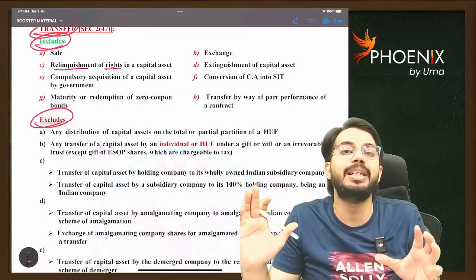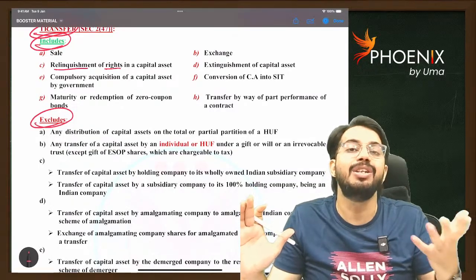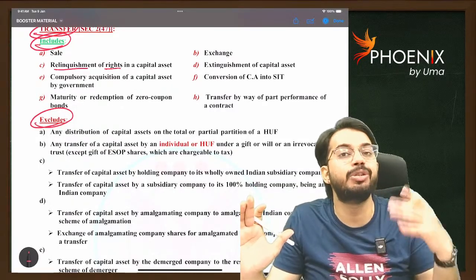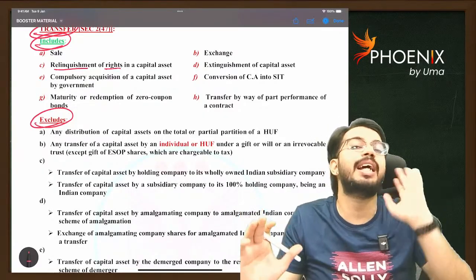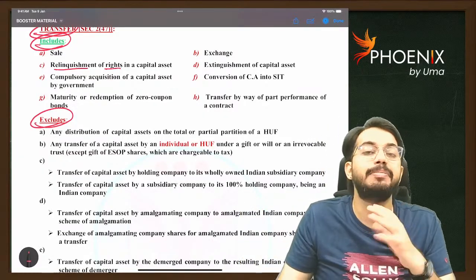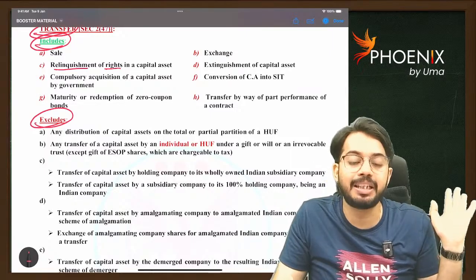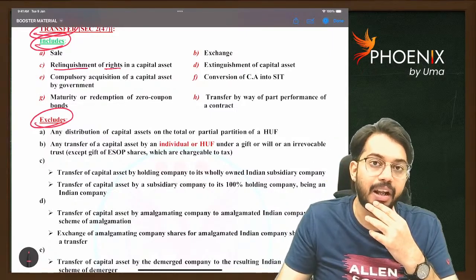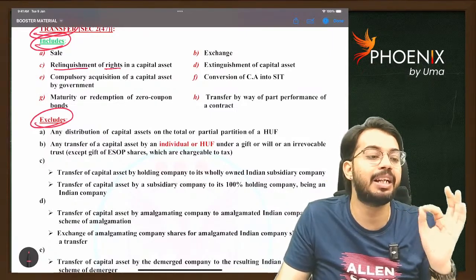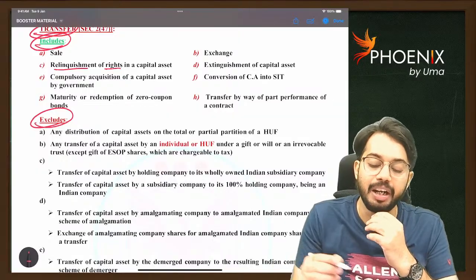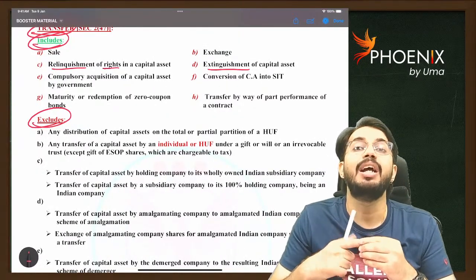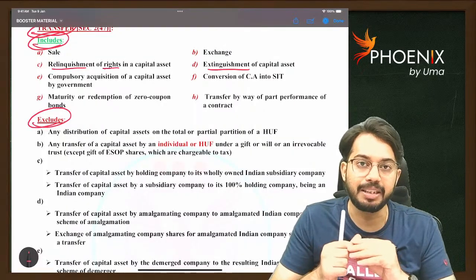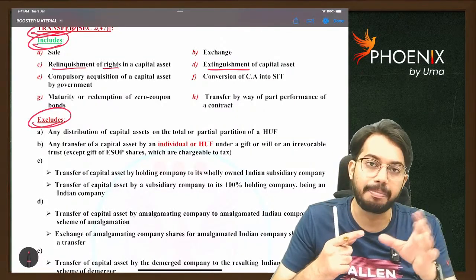So relinquishment means what? Giving up of right. So if I give up my lease rights to Jagadish and if I make profit of 6 lakh rupees, in that case also I am required to calculate capital gains, because even relinquishment of capital asset is also treated as transfer. Relinquishment of right in capital asset is also treated as transfer. Next, extinguishment of capital asset. Extinguishment means what? Complete cancellation of capital asset. So destruction of capital asset.